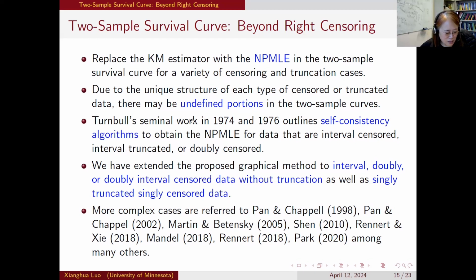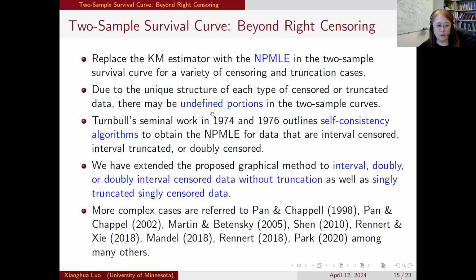Actually, Sandra is going to submit this second paper, the two-sample survival curve beyond right censoring, hopefully in the next few weeks. So it's a straightforward extension of the right-censor work that we did in the first paper. And instead of the Kaplan-Meier estimator for right-censored data, we can use the nonparametric MLE estimator for other types of censoring or truncations, right? But in any survival textbook, the first chapter will talk about all kinds of censoring or truncations. I'm not going to have a slide about that.